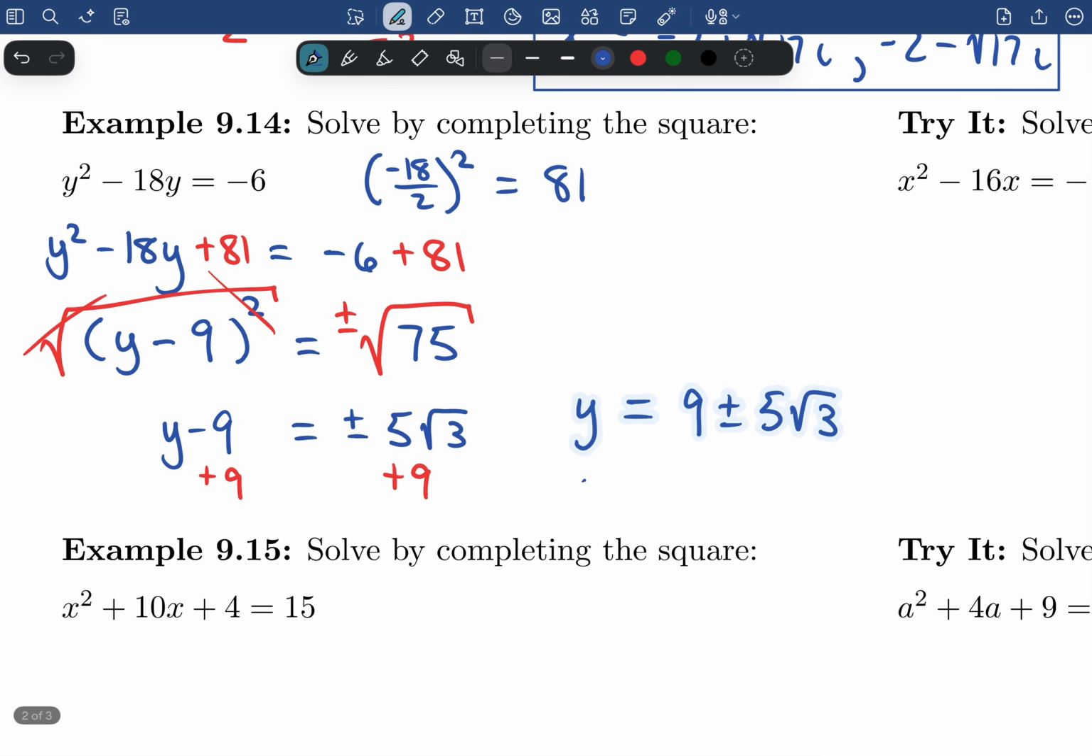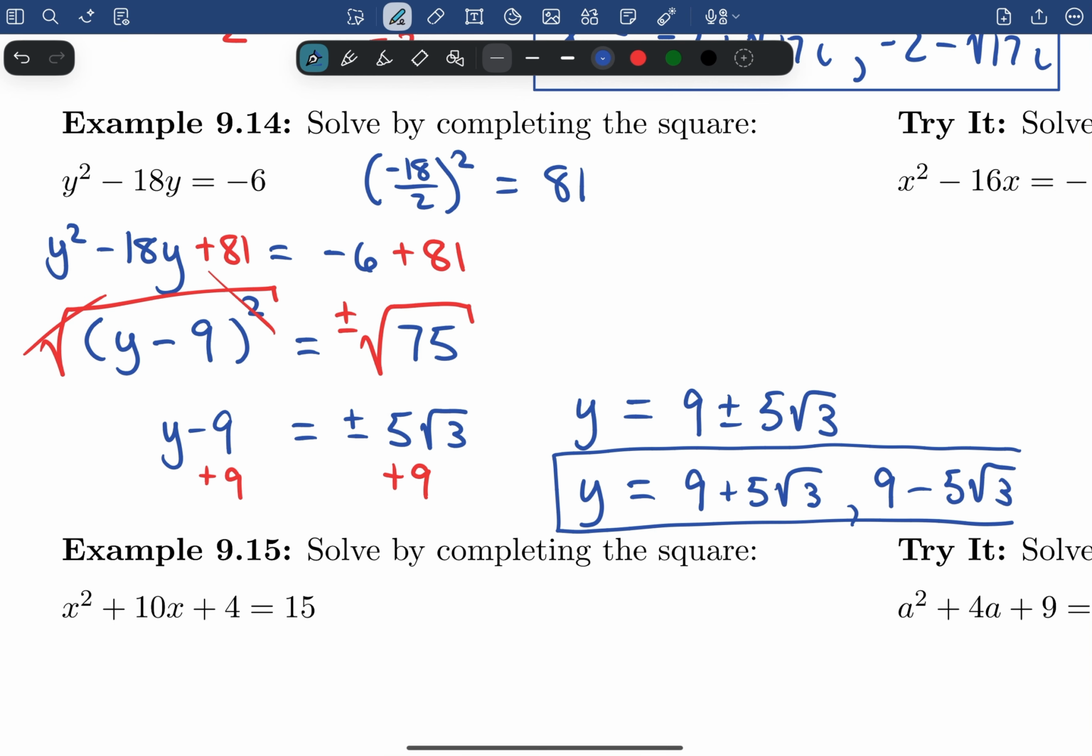Let me prove it to you. Because y could equal 9 plus 5 times the square root of 3. And then it could equal 9 minus 5 times the square root of 3. These are the two possible solutions for what the variable y can equal. We've done it.